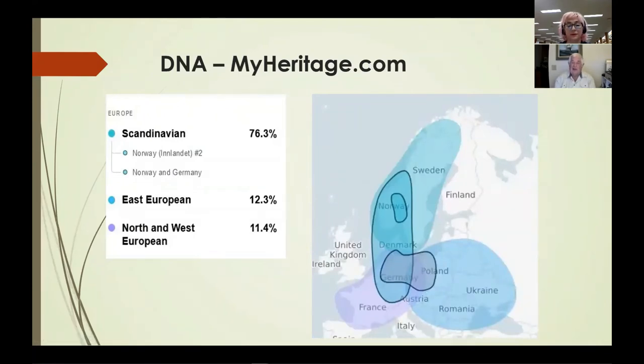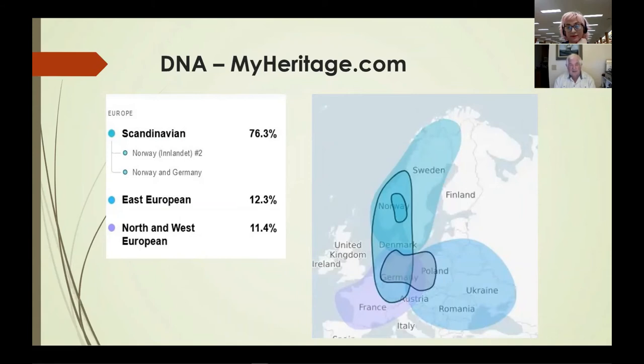Now I'm going to talk a little bit about my DNA. And you would hope that my DNA would be similar, whether it's from MyHeritage or 23andMe or Ancestry or any of the other DNA testing machines. And this is the one from MyHeritage. Remember that we believe that my grandparents on my mother's side were German. They came from Germany. That is true. I have found a port that they left Germany from, and I have found where they lived in Germany. But MyHeritage says that I am 76.3% Scandinavian. All right. 12% Eastern European, 11% North and West European. That doesn't necessarily agree with what I believed before, does it? That we were half German.